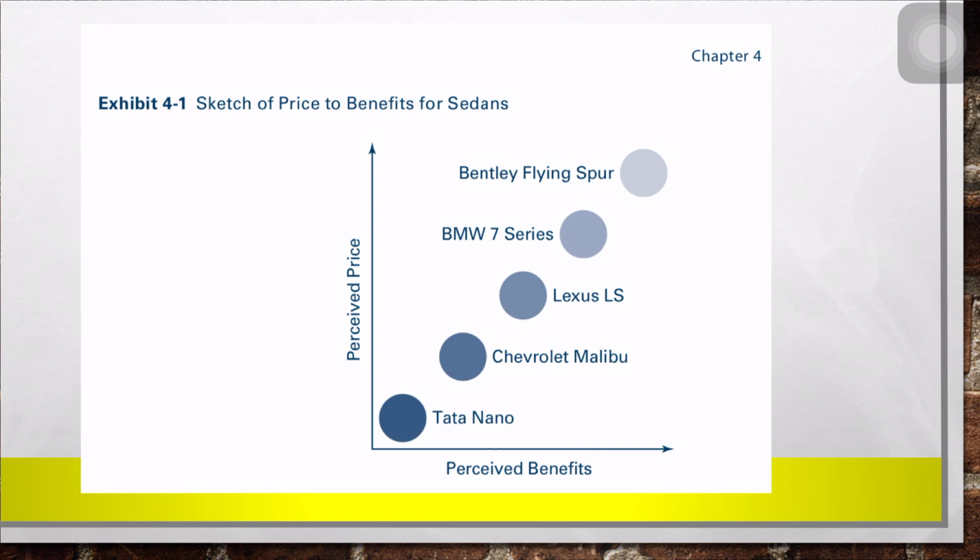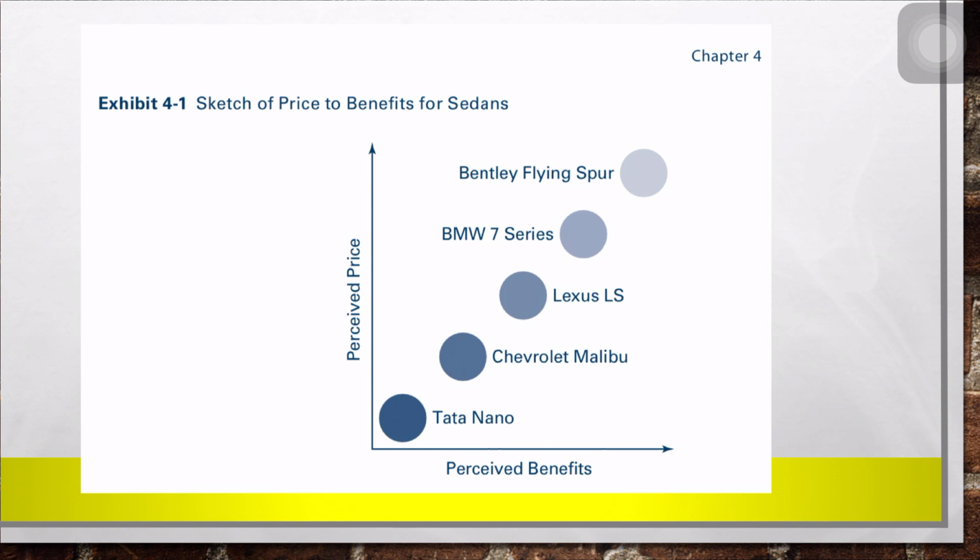In designing and positioning, as you can see, first the Tata Nano. Executives at Tata Motors have deliberately attempted to market a sedan that provides little more than basic transportation. Customers can be expected to perceive the Tata Nano as having both the fewest benefits and the lowest price of sedans on the market.